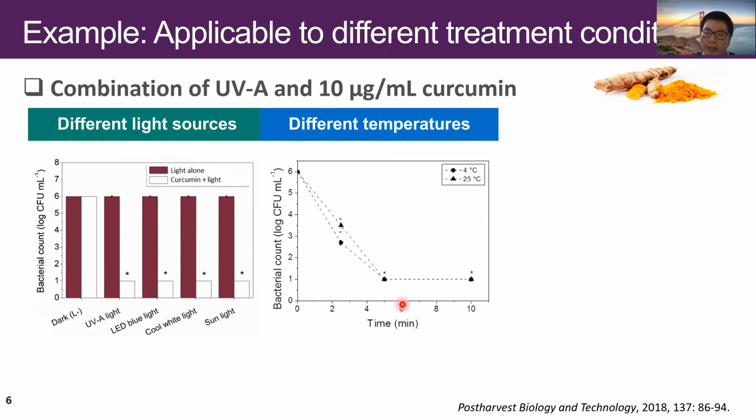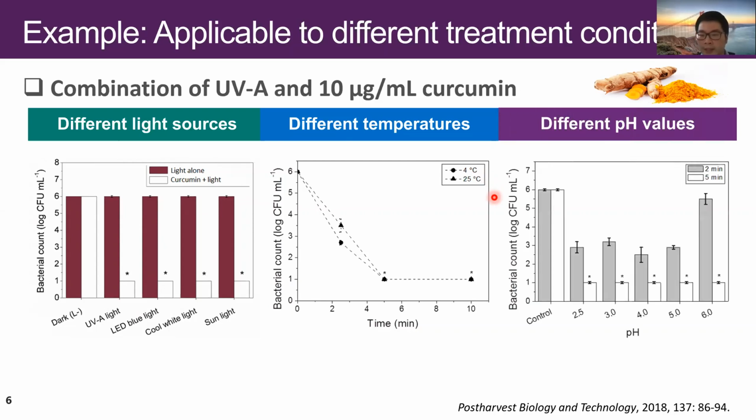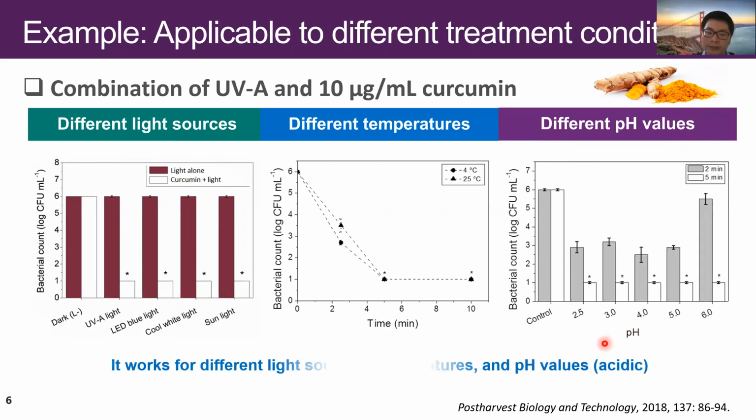Again, this approach can work at room temperature as well as refrigerated temperature, 4 degrees C. And this approach works for different pH values as long as we have an acidic environment. That means this synergistic antimicrobial treatment works very well for different light sources, temperatures, and pH values.